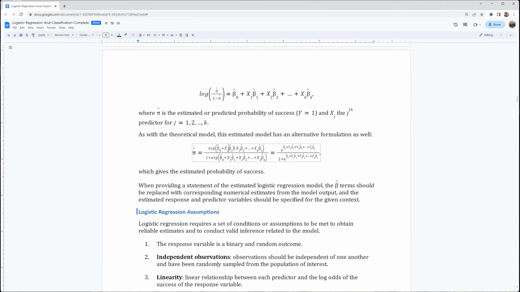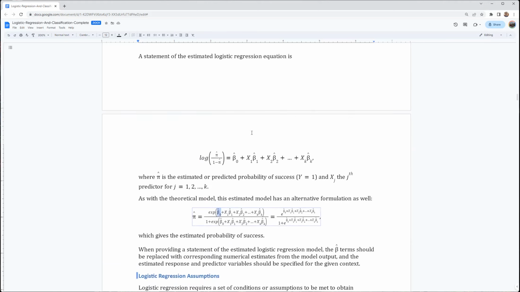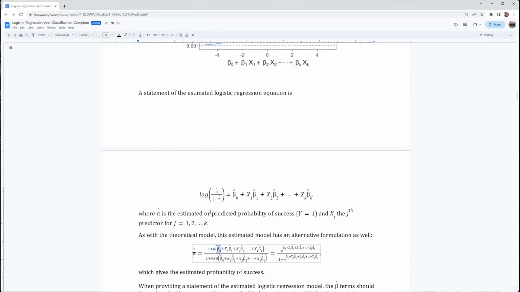So just like with multiple linear regression, we want to give the actual values of the estimated betas from the output when giving this equation. And we also, as with the theoretical model, want to communicate clearly what we're defining as a success and what each predictor variable represents.